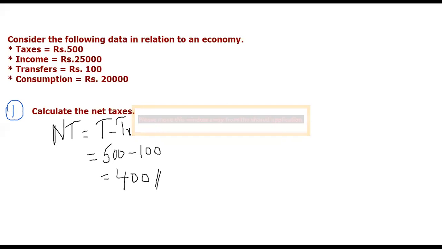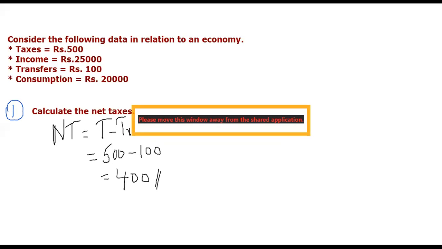Always the net tax equation is T minus TR. So T is 500. Tax means T. TR is the transfers. So 500 minus 100 is equal to what? 400. This is the net taxes. Okay. Now we'll come to the second part.